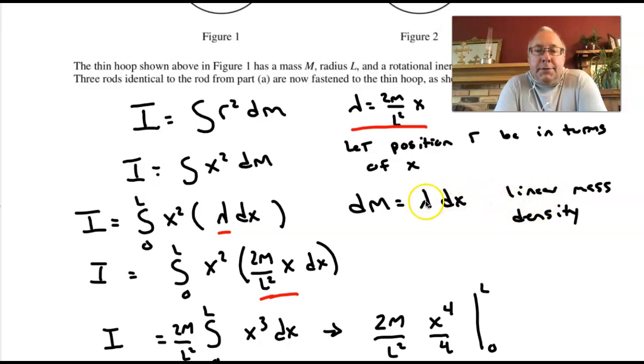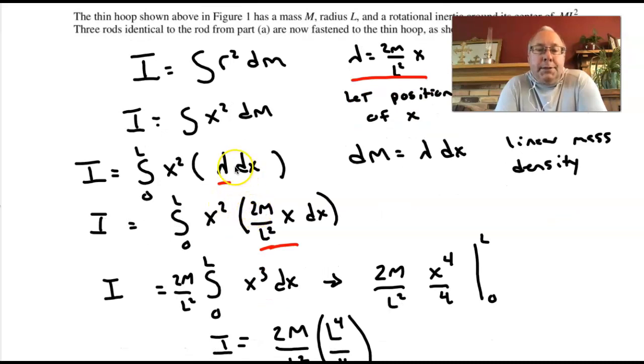So in this case, they give us a function for this, and they tell us it's 2m over L squared x. So as we replace our dm with lambda dx, then what we get is our 2m over L squared x dx times the original x squared that's in the problem from the r squared here. And our limits of integration are going to go from the end, right? They said about the end of the rod, from 0 to L then.